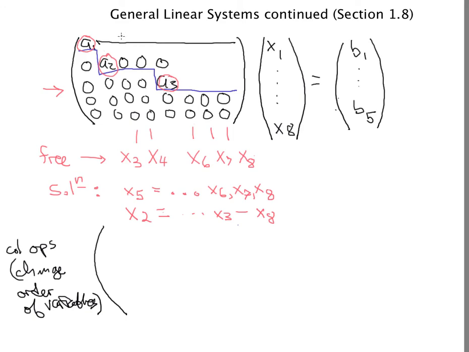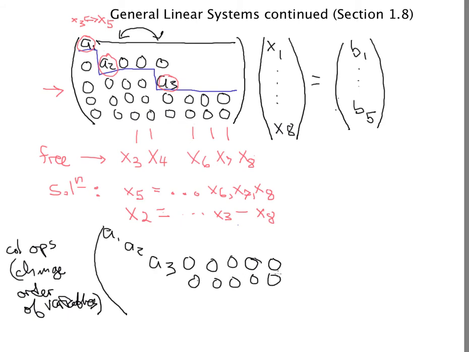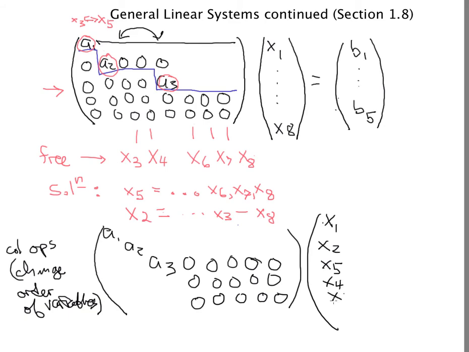So changing the order of the variables amounts to, for example, you could interchange these two columns, and that corresponds to switching the variables x3 and x5. And if you did that, you could get the matrix into this form: A1, A2, A3, and then everything else is at the end. All these zeros are out here. And you would have switched the order of the variables here, so you'd have x1, x2, x5, x4, x3, and so on.